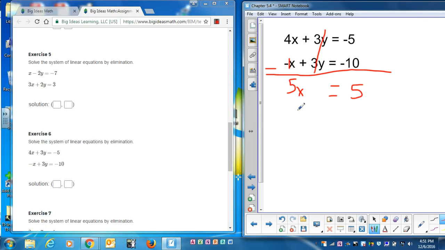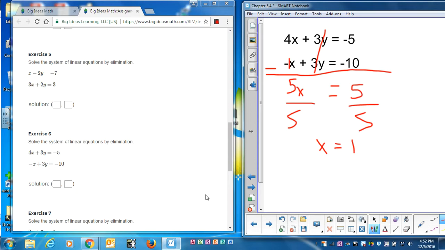Okay, and from there, after that, everything's the same. Just solve for x. X equals 1, and then plug that in here or here, probably here, to figure out what y is, and then put your solution here.